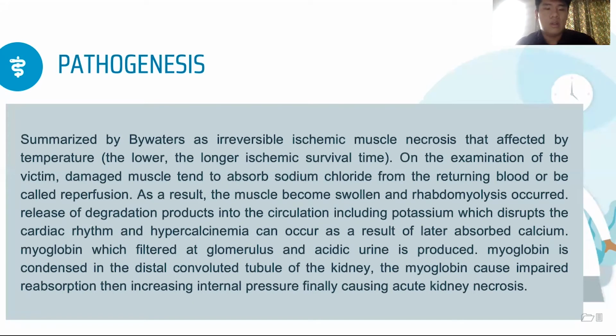Most of the degradation products enter the circulation, including potassium, which disrupts the cardiac rhythm, and hypercalcemia can occur as a result of later absorbed calcium. Myoglobin, which is filtered at the glomerulus, and acidic urine is produced. Myoglobin is condensed in the distal convoluted tubule of the kidney. The myoglobin causes impaired reabsorption, then increasing internal pressure, finally causing acute kidney necrosis.